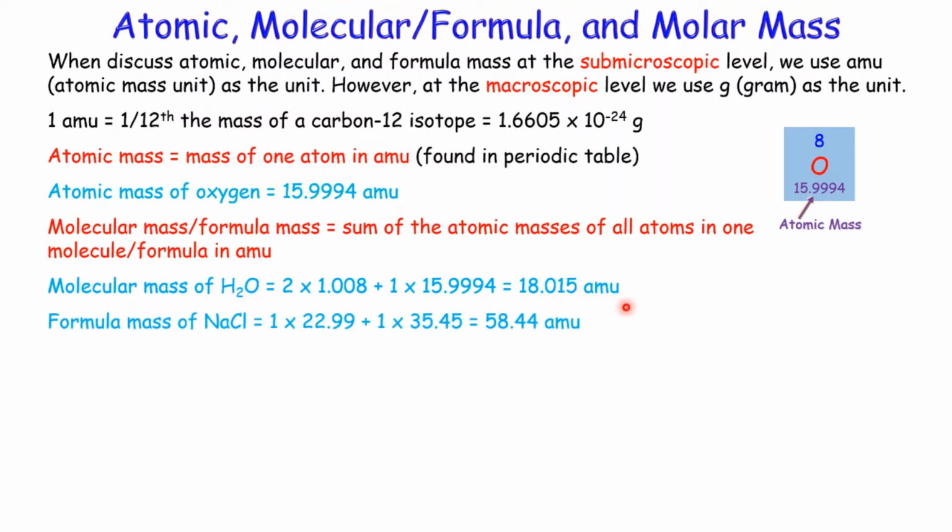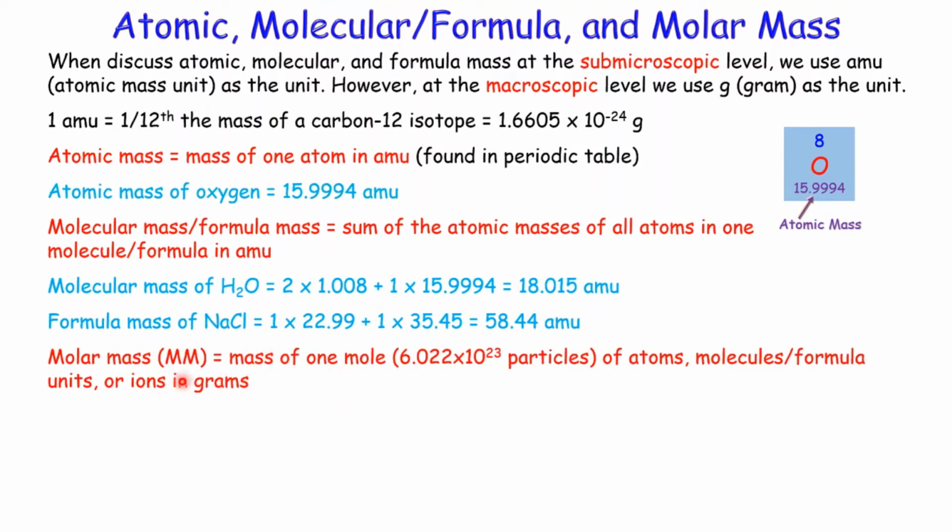That's in AMU. And then for an ionic compound, a non-molecular substance like sodium chloride, the formula mass is 1 sodium, using the sodium atomic mass, plus 1 chloride, which comes from chlorine, using the atomic mass for chlorine. You add those two, and 58.44 AMU is the formula mass for sodium chloride.